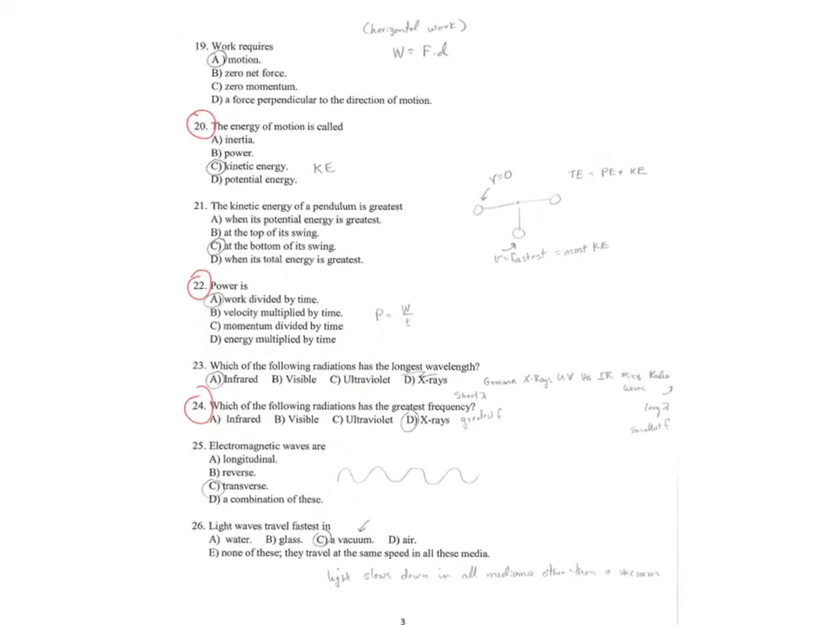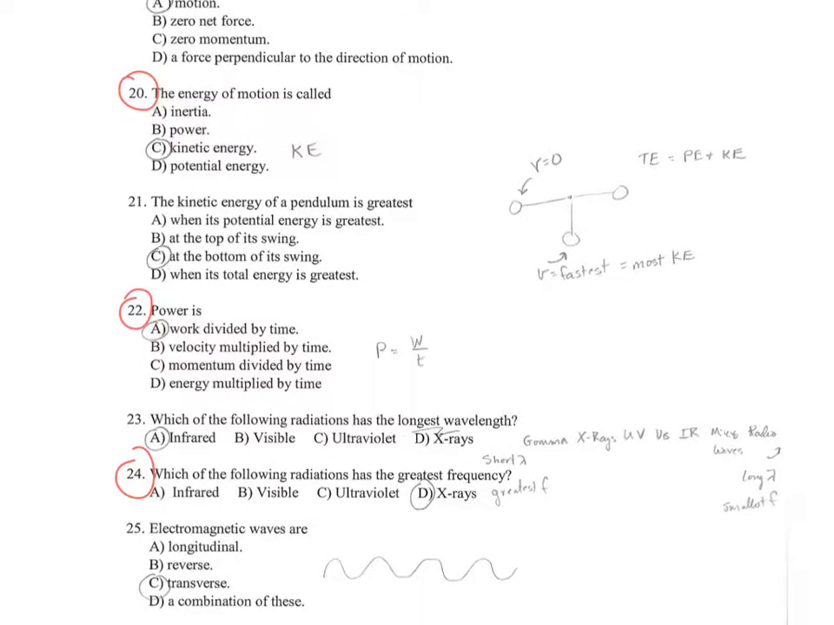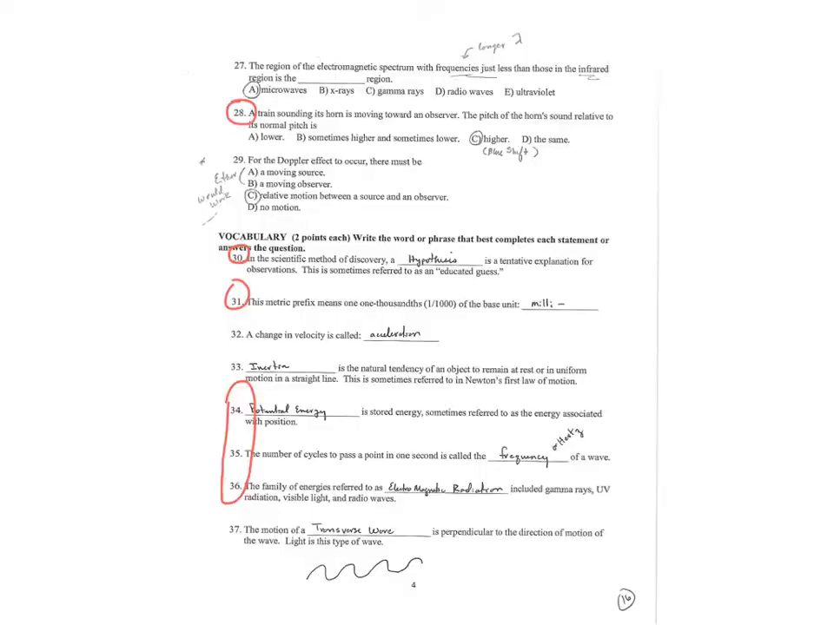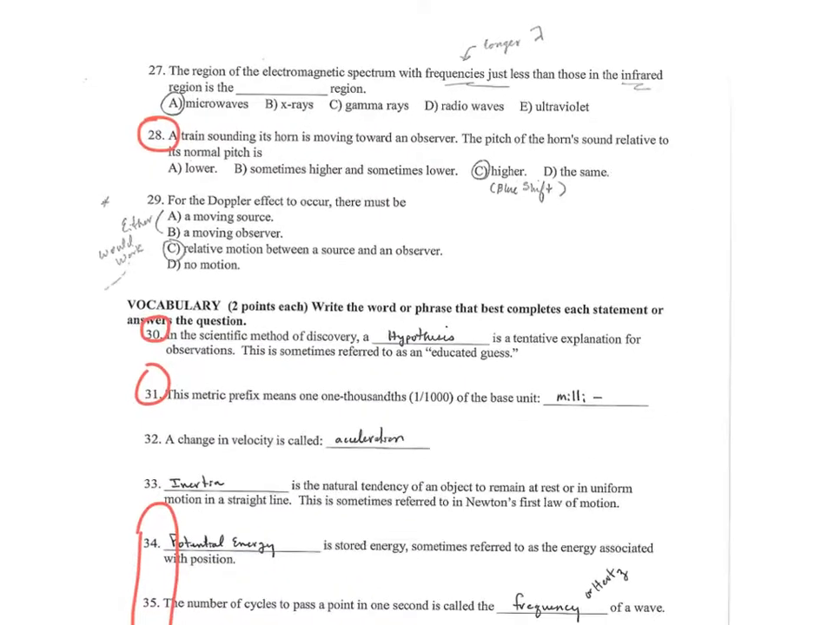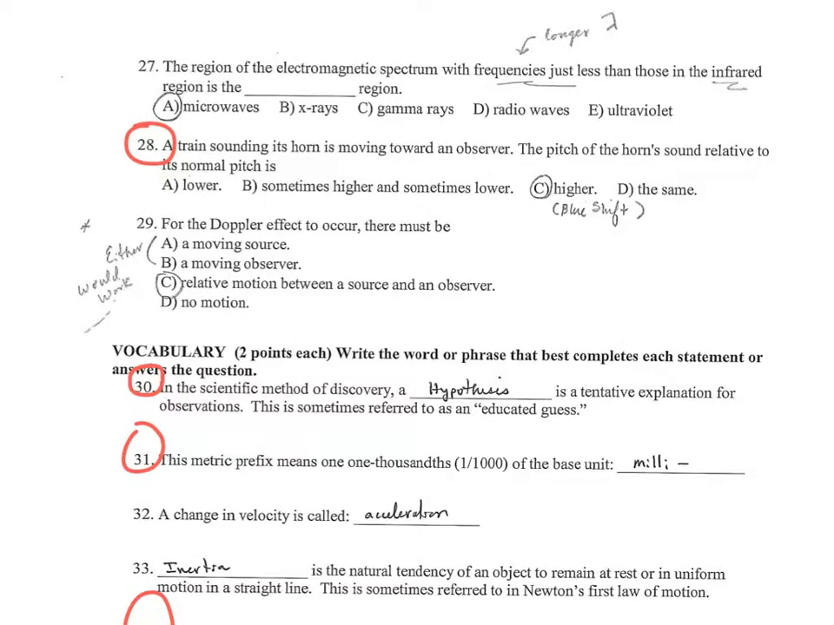The next page, 3 questions. Question number 20, question 22, and question 24 are possibilities. And then one last possibility for multiple choice would be question number 28 for your Unit 1 exam.